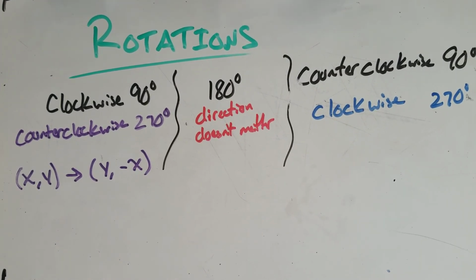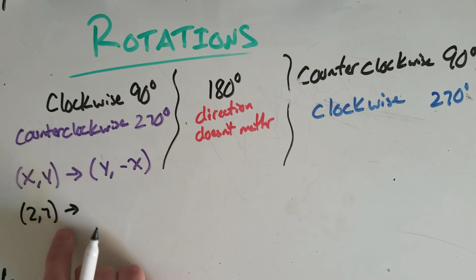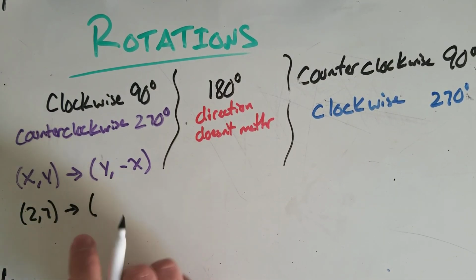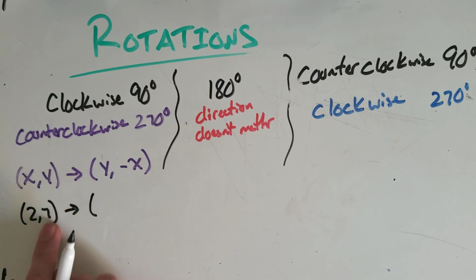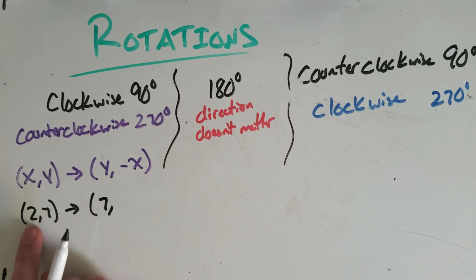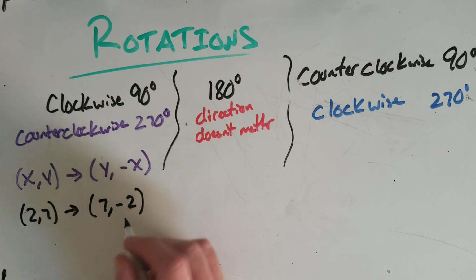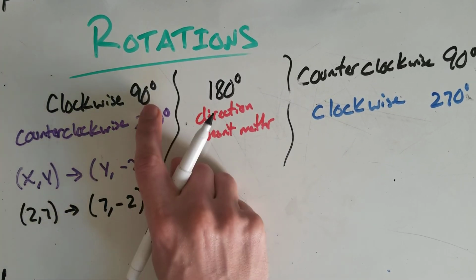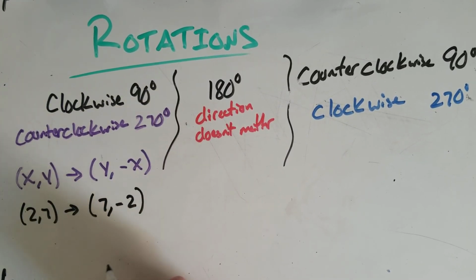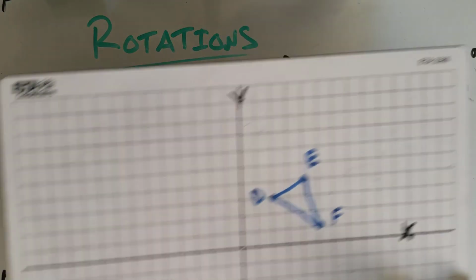So let's say we start with 2, 7, and we want to rotate 90 degrees clockwise. That's going to end up being, well, your y, which is 7, that's going to become your x. So it's going to become 7, and your x is going to go where your y goes, 2, and it's going to become negative. So if we're rotating 90 degrees about the origin, like about the center, you're going to end up at 7, negative 2. And that's our rule for 90 degree clockwise. We'll do an example with that.